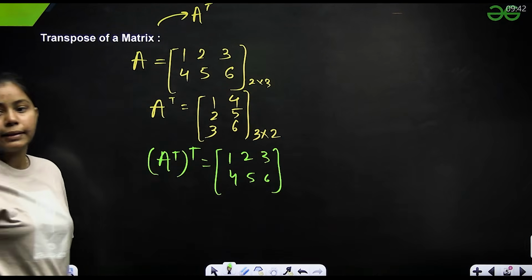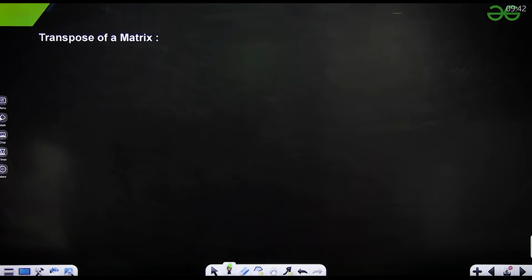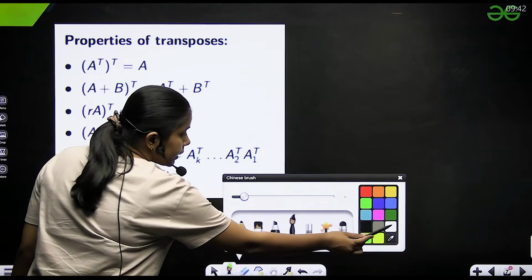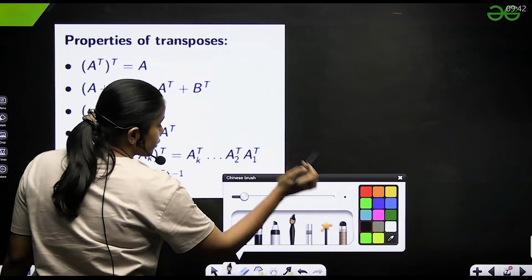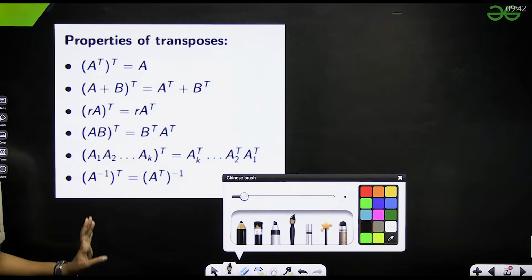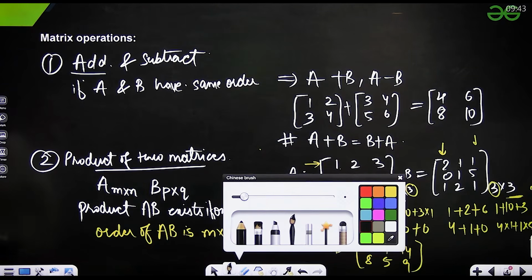So you would get the matrix itself, A. You would get the matrix A here. Now, another one is that (A + B) transpose is equal to A transpose plus B transpose. You can do that, A transpose plus B transpose. One more thing we have left is the product of two matrices.